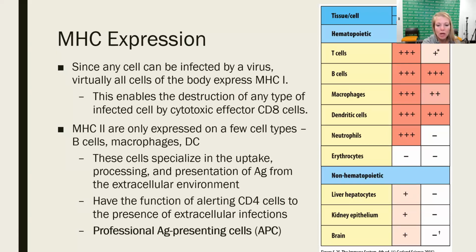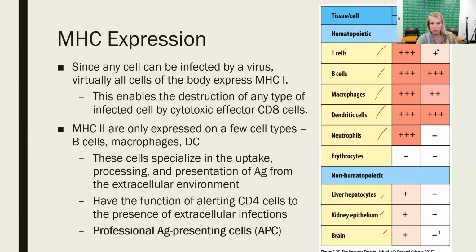So our class 1 molecules are found, yes, on T cells and B cells and macrophages and dendritic cells and neutrophils. They're found on epithelial cells, because all of these can be infected by viruses.